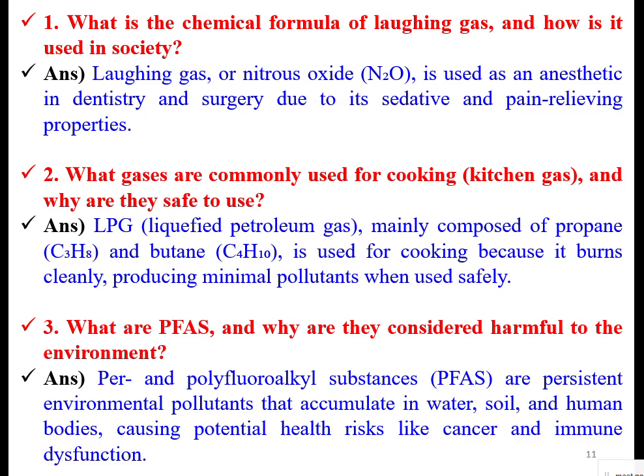Keep in mind, these are the advanced concepts of chemistry in real time: PFAS are persistent environmental pollutants that accumulate in water, soil and human bodies, causing potential health risks like cancer and immune dysfunction. Because of this PFAS, we are getting diseases like cancer and immune dysfunction. Whenever we are drinking water and using soil, many pollutants are present. Those pollutants we call PFAS.